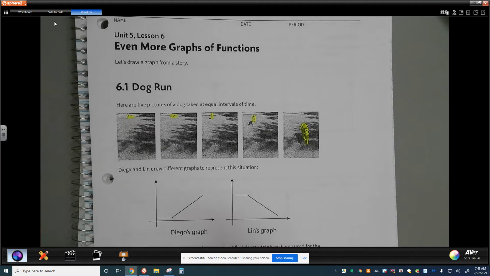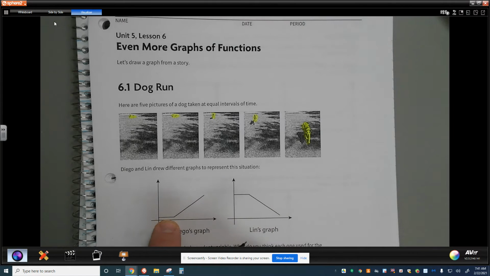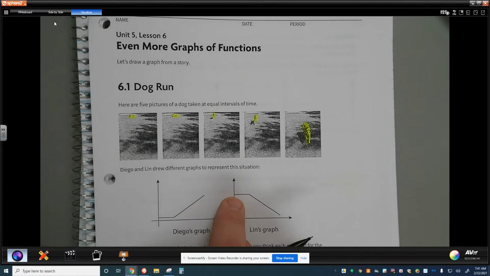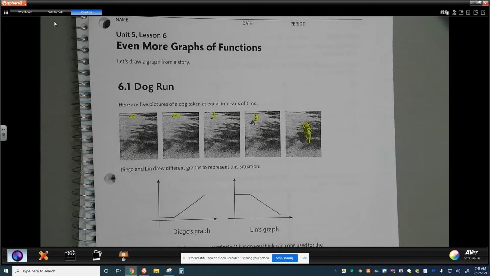So Diego's graph started out here with a little flat line towards the beginning, and then it climbed up, and then Lynn's started out a little bit further and came down. And they both used time as the independent variable. So what do you think each of them used for the dependent variable?